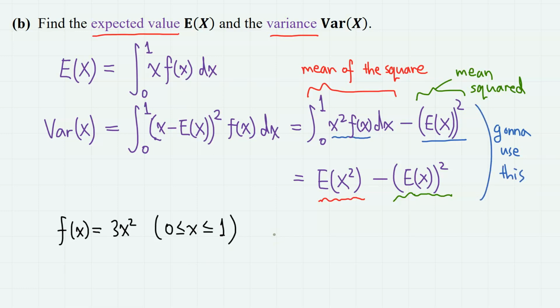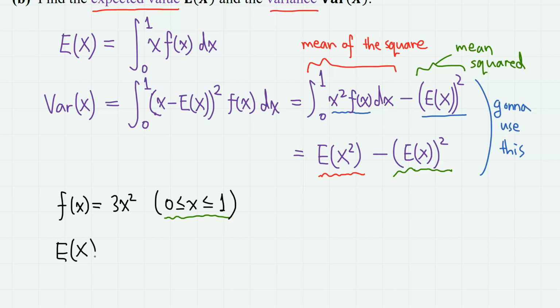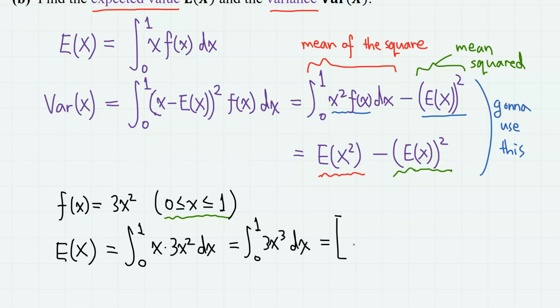In our problem, we have the probability density function f(x) given as 3x squared with domain from 0 to 1. Therefore, the expected value is the integral from 0 to 1 of x times the probability density function 3x squared dx. So the integral of 3x cubed dx. So 3/4 x to the power of 4. So we have 3 over 4.